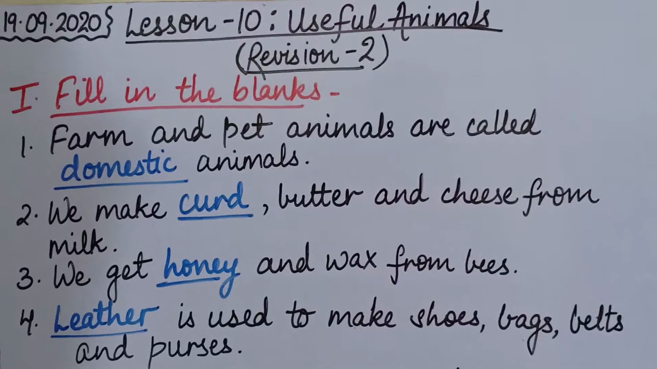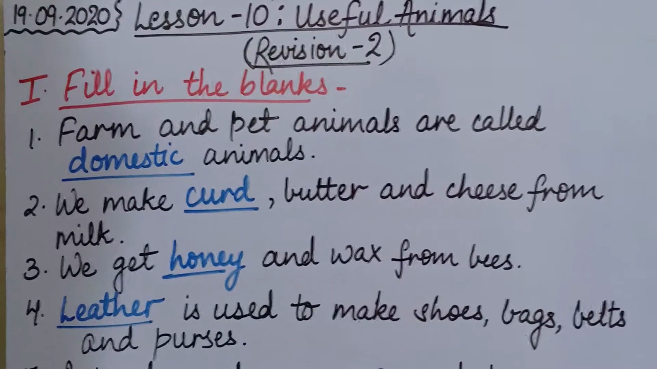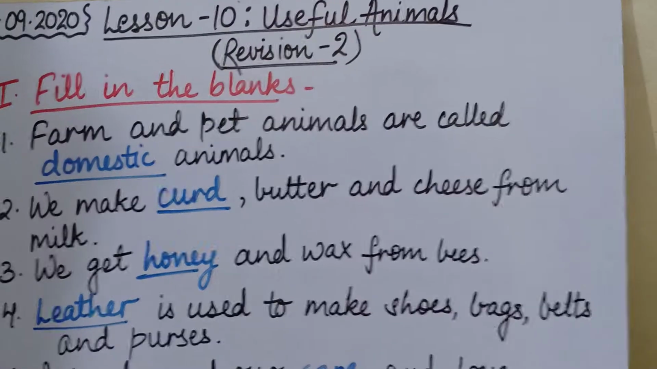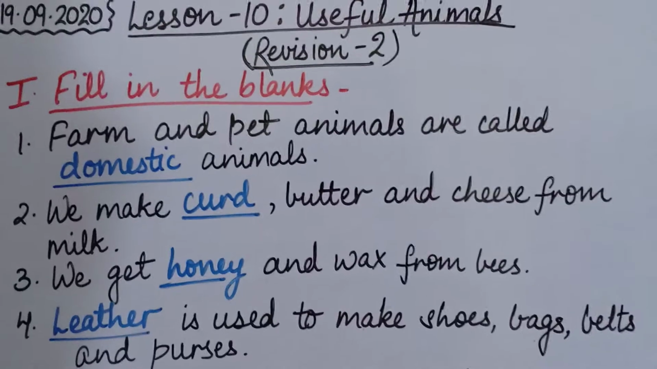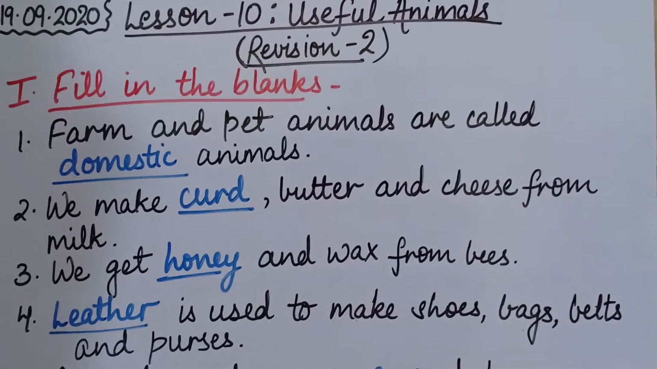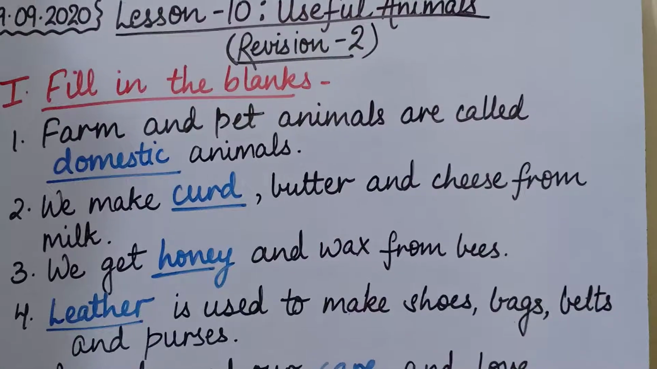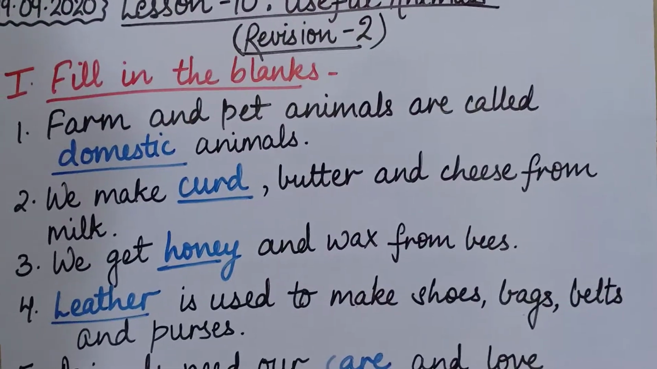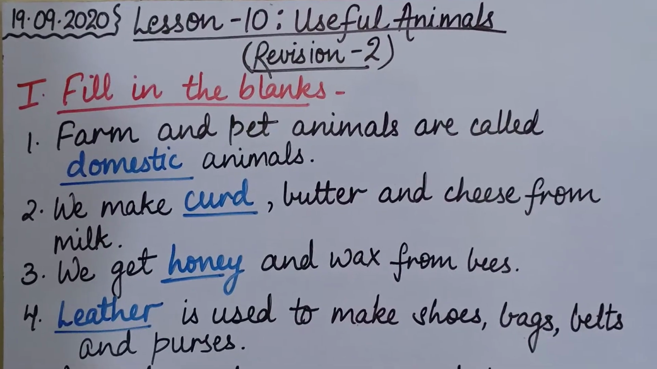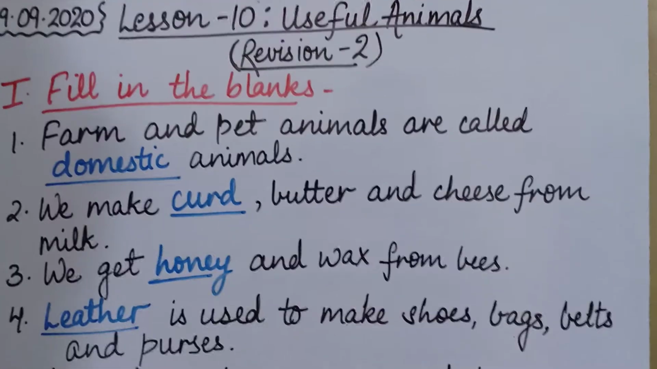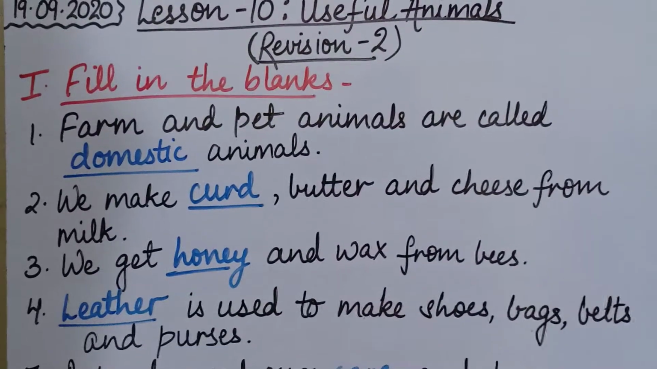So children, as you all know, today is our online EVS class and we are doing lesson number 10, useful animals, revision number 2. Yesterday I gave you revision number 1 of chapter 10 and I hope you have completed it in your revision copies. Those who have not completed, please complete all your revision work in your revision notebooks and start learning all your work also.